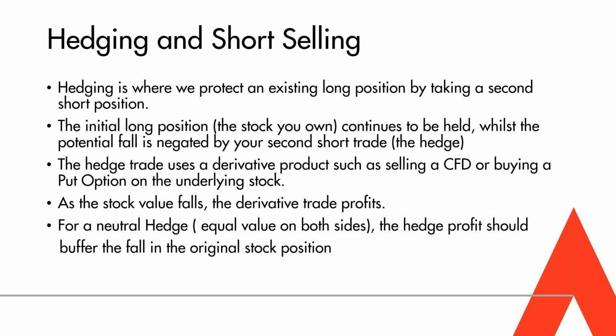For a neutral hedge, you would have an equal value on both sides. So if you owned 1,000 shares, you would short sell 1,000 CFDs. The hedge profit should then buffer the fall in the original stock's position. So as the stock is falling in value, our derivative position, which is typically the CFD trade, is recouping back what the stock is actually losing.